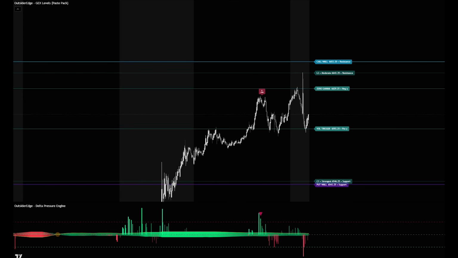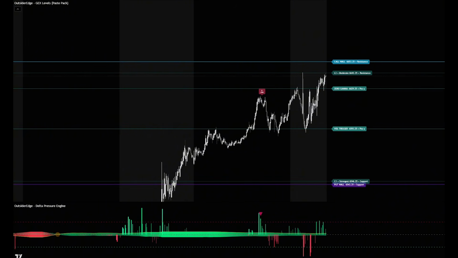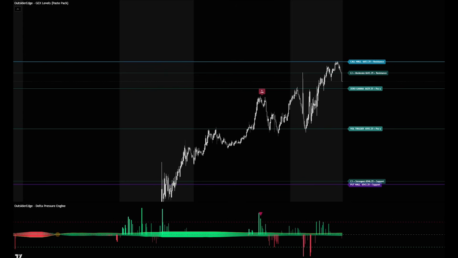Hits volatility trigger again and spikes upwards. Barely hits zero gamma and goes down. Breaches zero gamma, retests it as flip support. Breached L3 and rejects on the core wall.